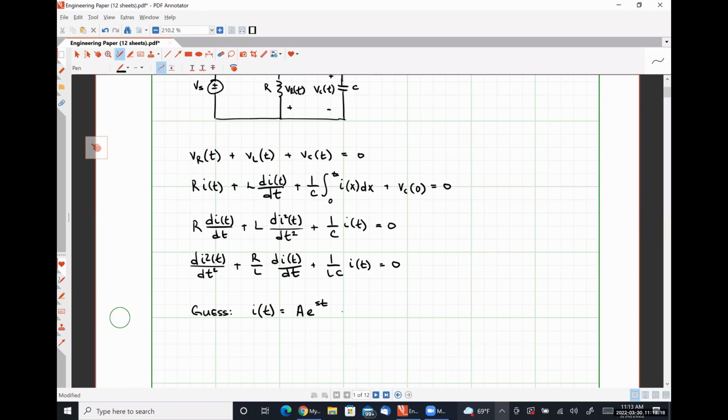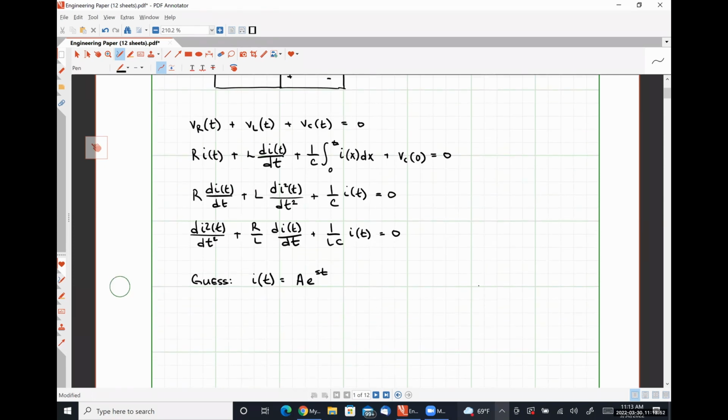Okay? This is the exact same guess we made when we looked at RL circuits back in circuits 1, and it's valid for the exact same reasons. So if we substitute this relationship in, what's the second derivative of that current? So that'd be the first derivative. S squared is the second derivative, right?